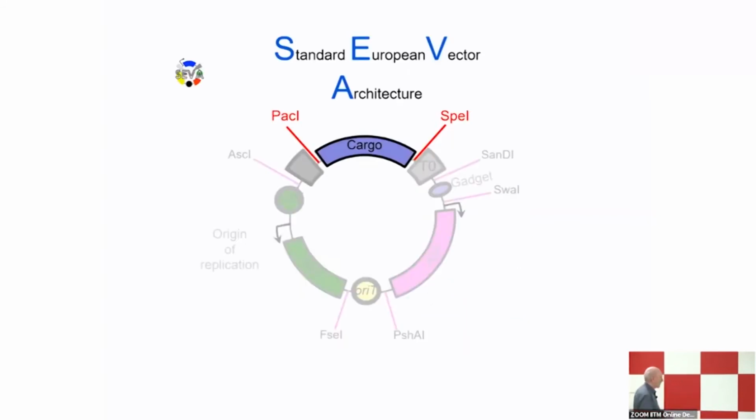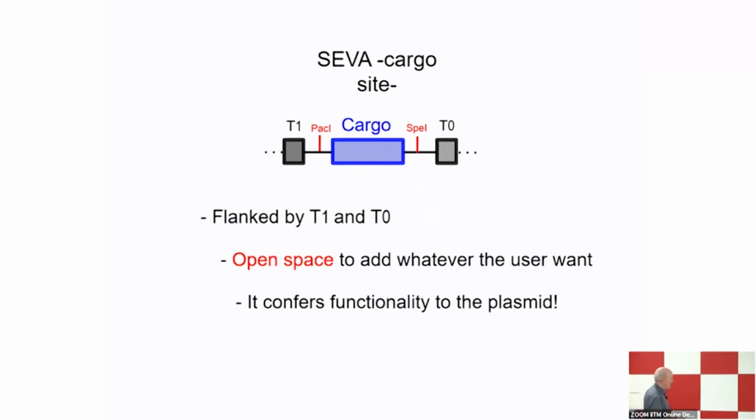Then we have cargos. Okay, so what cargos can we have there? Well, one aspect of the design is that the cargos are flanked by terminators. So terminators, in principle, stop transcription coming either from upstream or from downstream, and also prevent the transcription that can originate in the cargo itself from propagating into the rest of the plasmid.